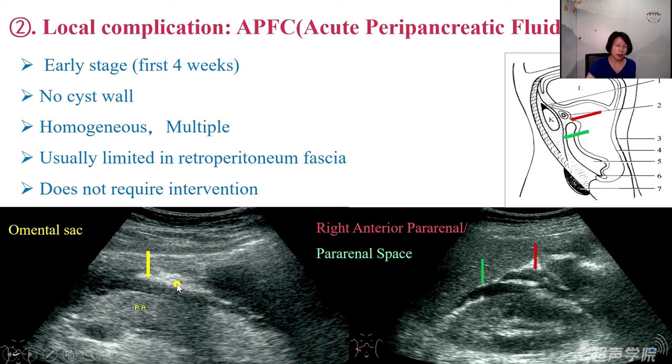The left image shows you the APFC in omental sac. The right image shows you the APFC in the right perirenal space. The perirenal space, like the green arrow indicates. The right anterior perirenal space, like the red arrow indicates.